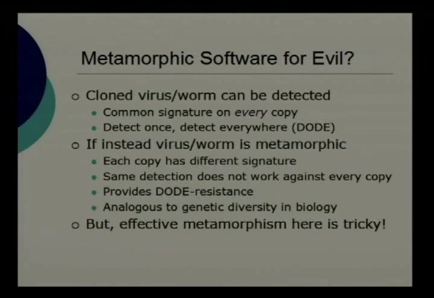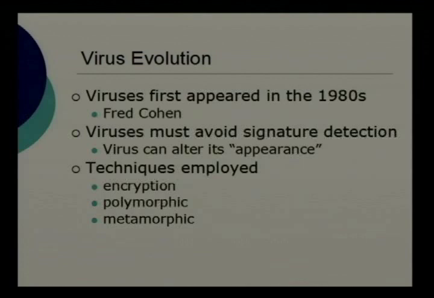Just a few quick words here about the evolution of viruses, and then I'll turn it over to Wing, and she'll get to the real substance of the talk. Viruses and worms are not new things. They've been around since the 80s, which is ancient history in the computing world. Once they got started, it pretty quickly became a game where the defenders are trying to discover a signature, some common feature of the virus or worm that they can pick out and identify.